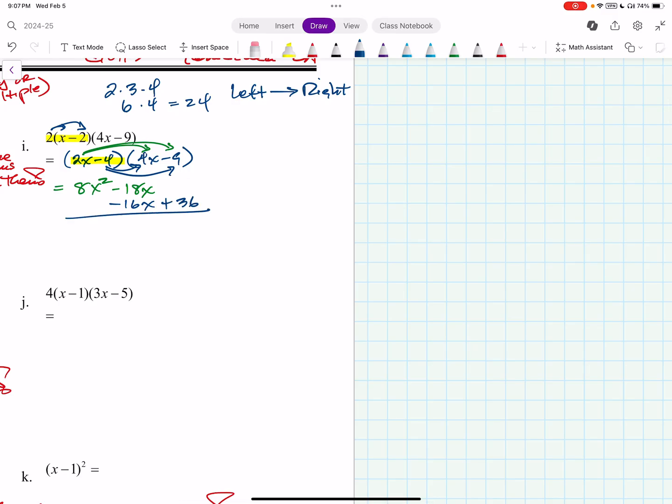And then of course, you add like terms. All right, and so what do we get? We get 8x squared first. So a minus 18x and a minus 16x, you're subtracting 34 in all. So that's a minus 34x here. A negative plus a negative is a bigger negative. Or just think subtraction, that's fine too. Okay, and then add the 36 and you're done.